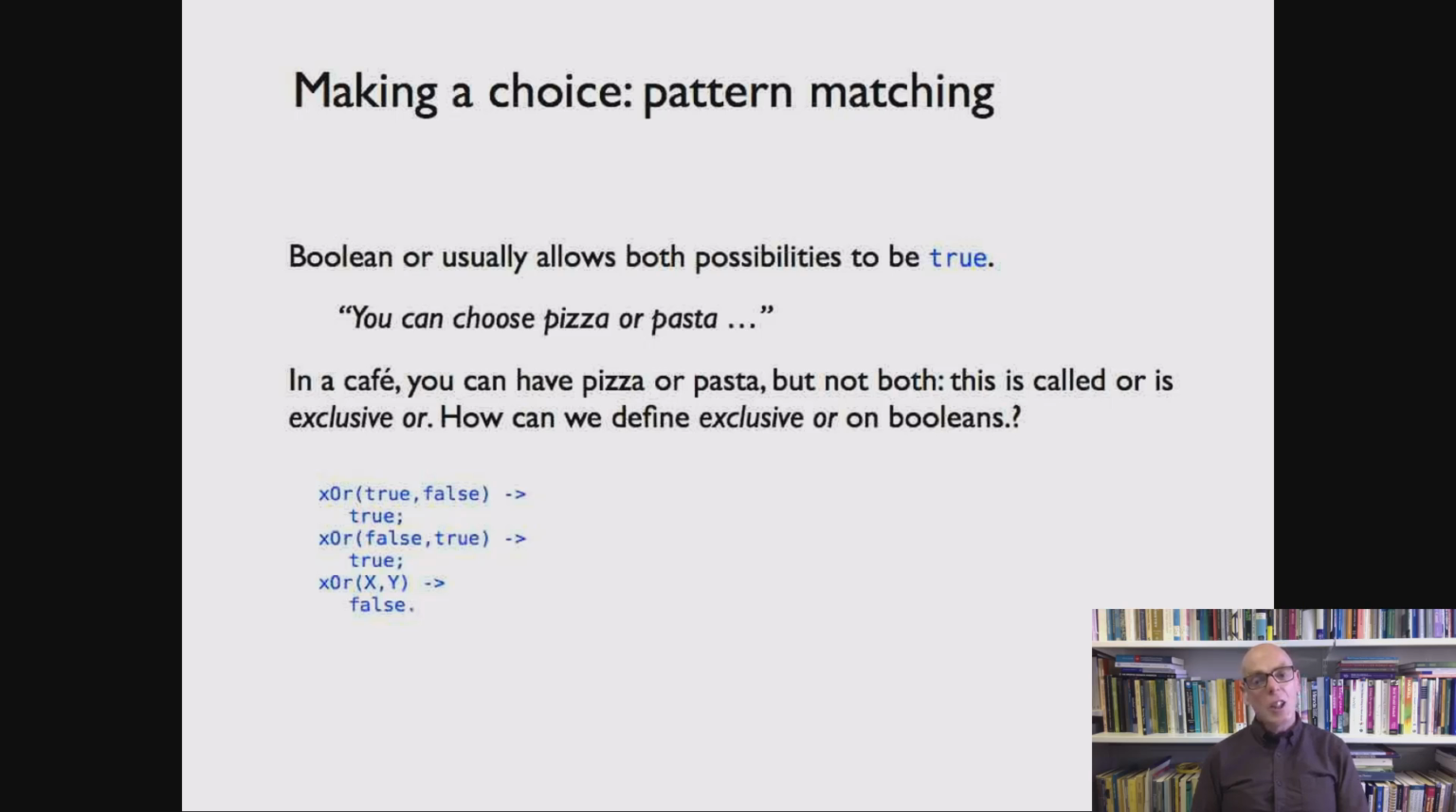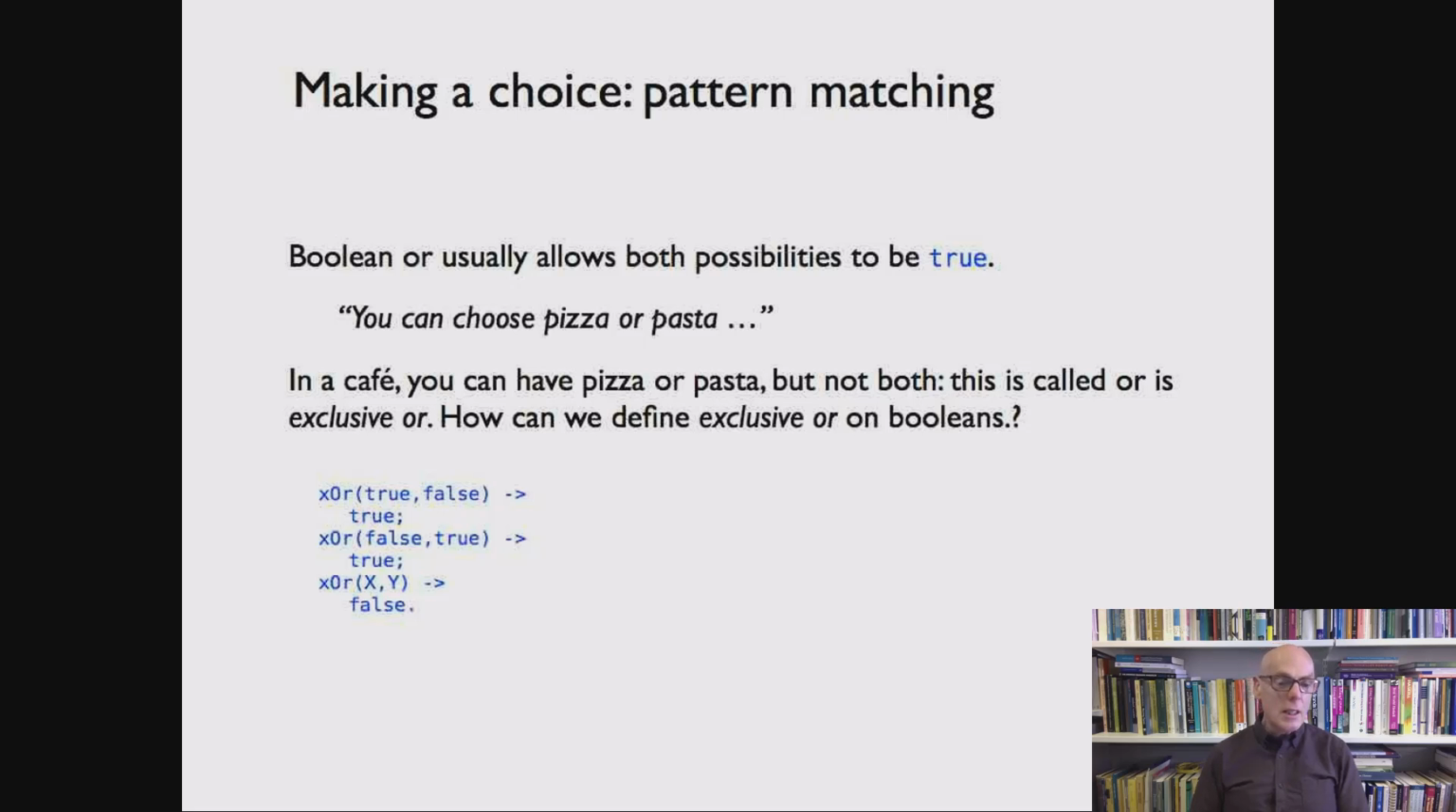Now, let's conclude with an example which we're going to actually follow up in the homework. If we think about Boolean OR, it usually allows both possibilities to be true. But if you go into a restaurant and you're told on the menu you can choose pizza or pasta, you can't usually choose both. Menu OR is exclusive OR. It allows you to have one option or the other, but not both. How can we define an exclusive OR function on Booleans?